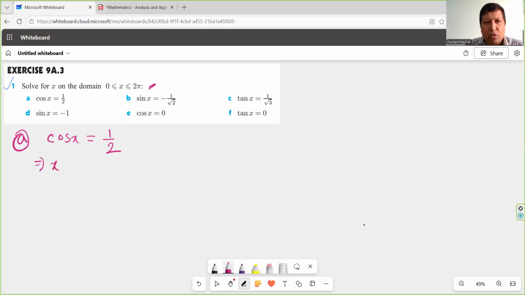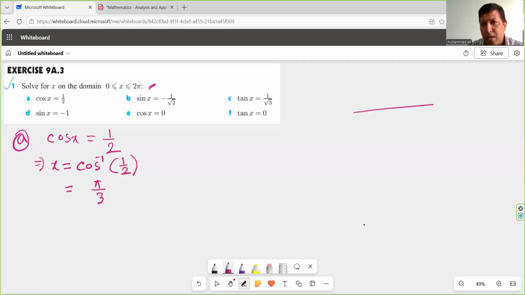So x equals cos inverse half. You have to convert your calculator to radian mode. Cos inverse half means pi by 3.